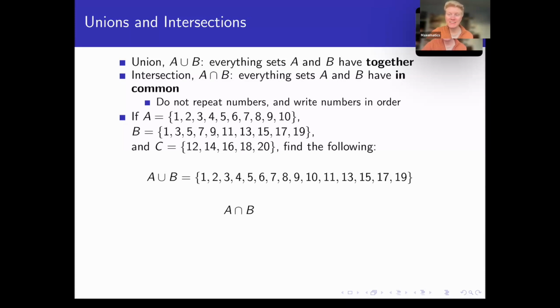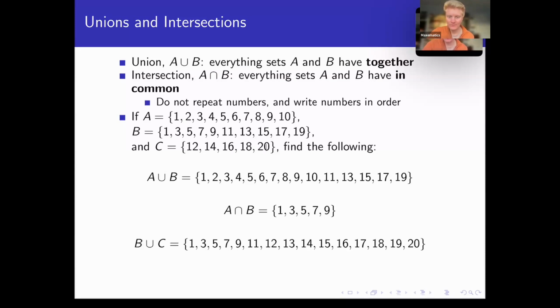But they don't repeat anything else. So A intersection B would be 1, 3, 5, 7, 9. B union C says everything that B and C have together. So take B, take C, put them together. But again, don't repeat numbers. Thankfully, nothing repeats in this set, but write these numbers in order. So don't just write 1, 3, 5, 7, 9, 11, 13, 15, 17, 19, 12, 14, 16, 18, 20. Write those numbers in order.